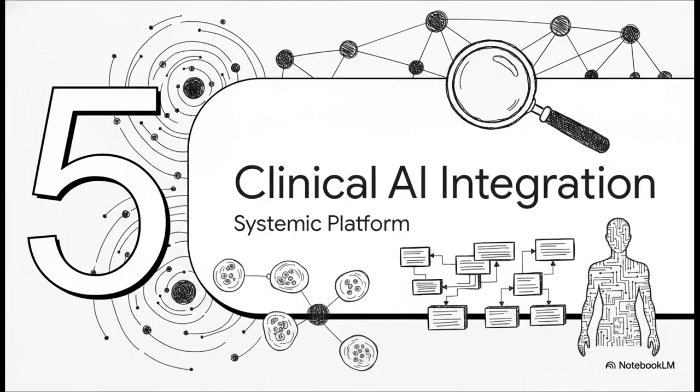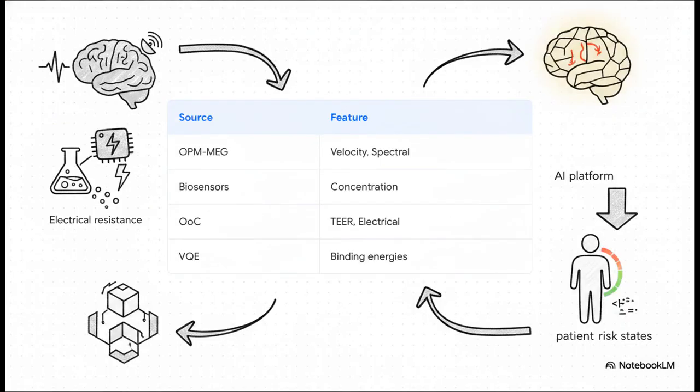Zooming out to the macroscopic level, we arrive at Section 5, Clinical AI Integration, the systemic platform. This AI platform is where it all finally comes together in clinical practice. It concatenates these completely distinct mathematical models into a single predictive feature vector. It pulls propagation velocity from the OPM MEG, concentration and folded fractions from the biosensors, electrical resistance from the organ on a chip, and binding energies from the quantum simulation. All this unified data trains the artificial intelligence to classify patient risk states with absolutely unprecedented mathematical rigor.